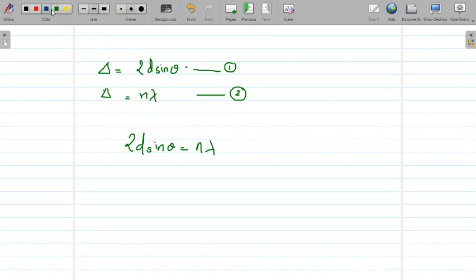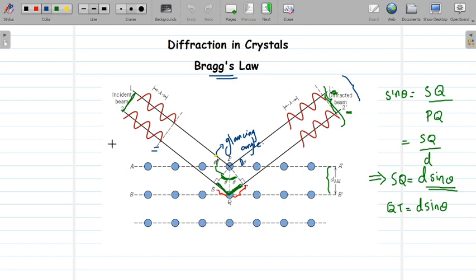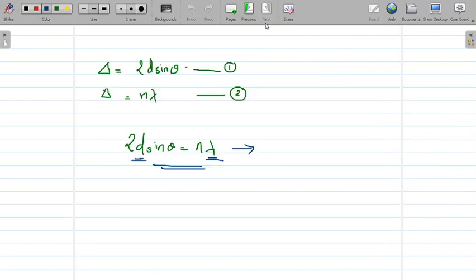So this equation is called Bragg's law, which connects the interplanar spacing d and the wavelength lambda of the incoming X-ray. What is interplanar spacing here? Interplanar spacing means the spacing between two adjacent planes, d. Lambda is the wavelength of the incident X-ray. So I hope you understood the method of deriving Bragg's law.